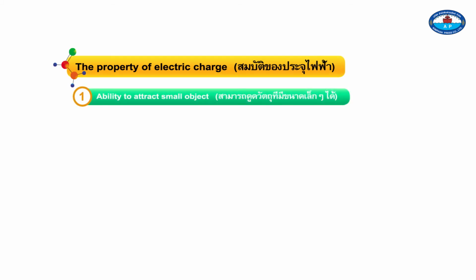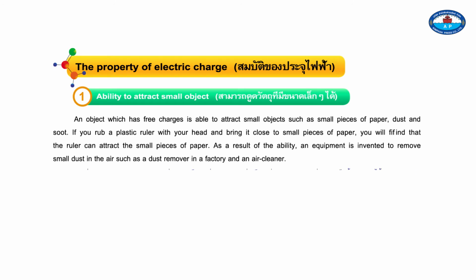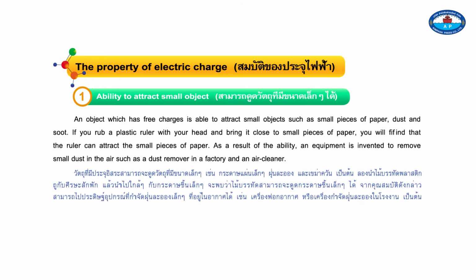1. Ability to attract small objects. An object which has free charges is able to attract small objects such as small pieces of paper, dust, and soot. If you rub a plastic ruler with your hair and bring it close to a small piece of paper, you will find that the ruler can attract the small pieces of paper. As a result of this ability, equipment has been invented to remove small dust in the air, such as a dust remover in a factory and an air cleaner.